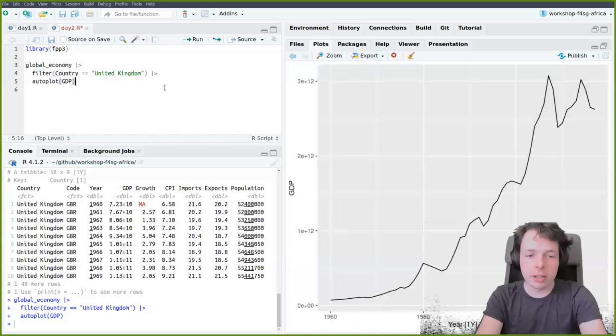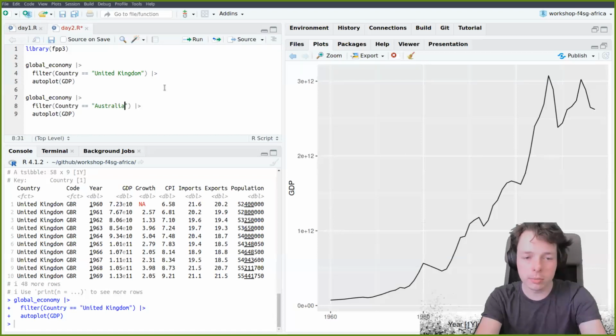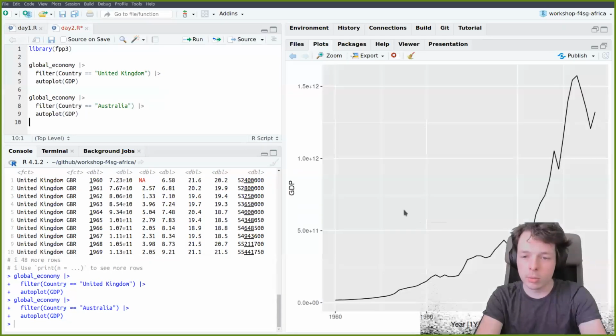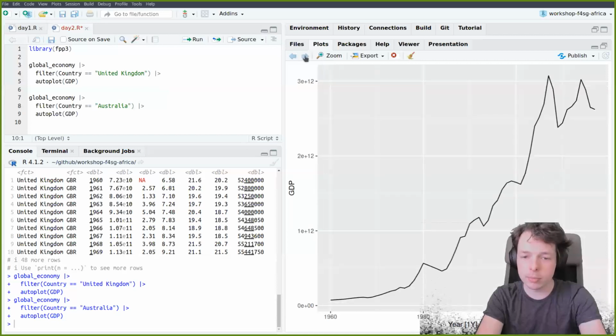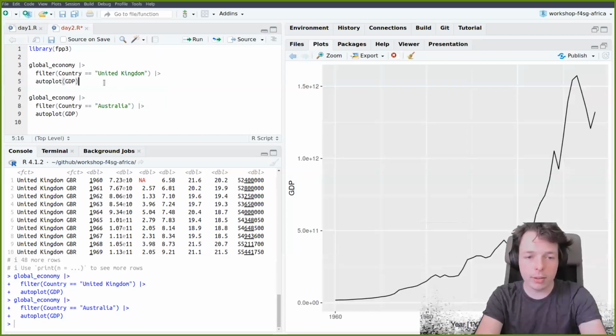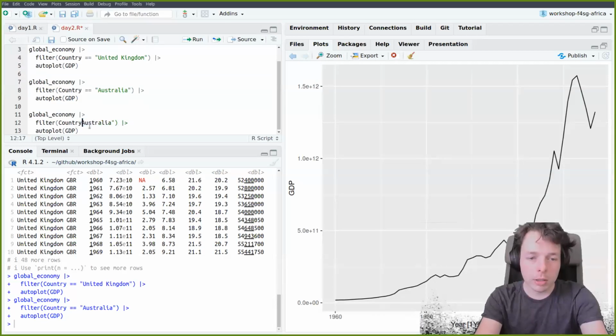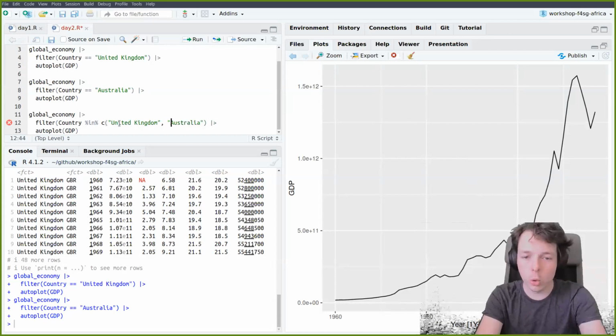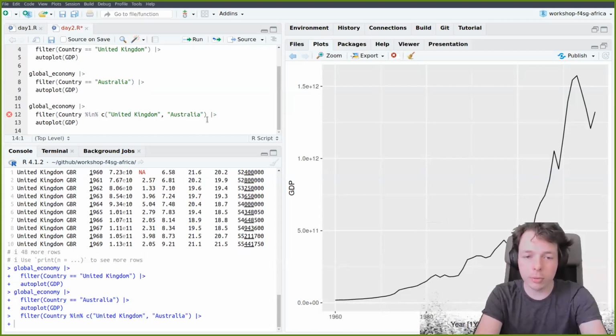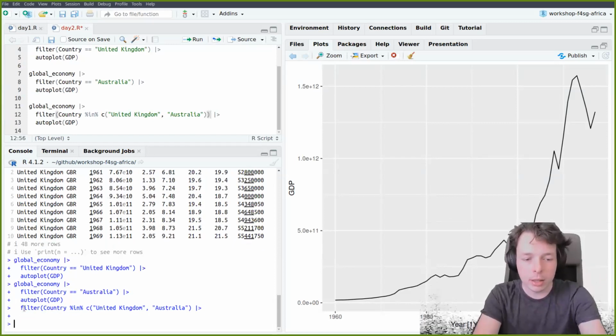And then I might be more interested in how the United Kingdom compares to my country, Australia, which you can see follows a similar shape. But if I plot them both at the same time, by using the in function, so if country is either the United Kingdom or Australia, I'll plot both of them now. Oops, missing an extra bracket on the end there.